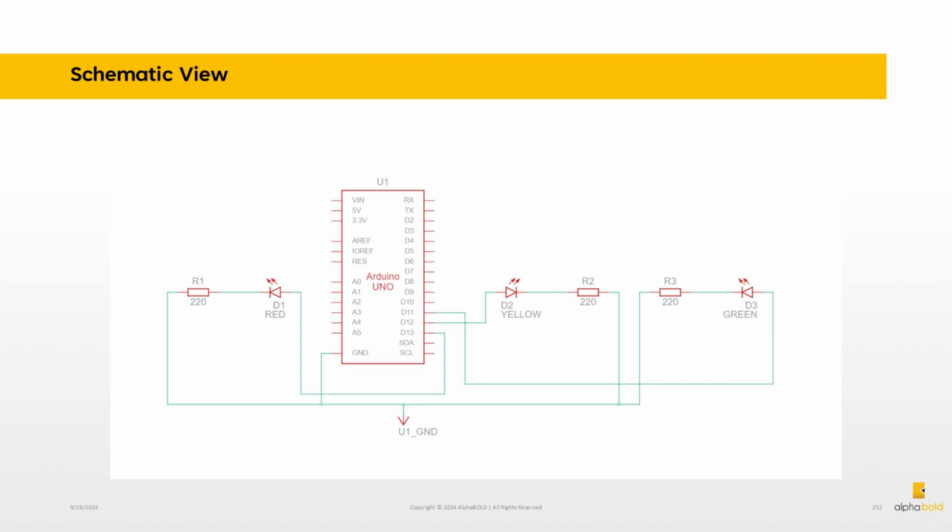U1_GND. The resistors limit the current flowing through the LEDs, protecting them from damage. This setup allows the Arduino to independently control each LED by setting the corresponding digital pin to high to turn the LED on or low to turn the LED off.